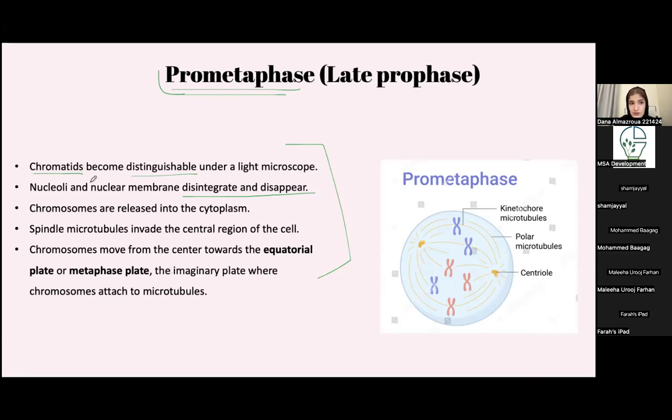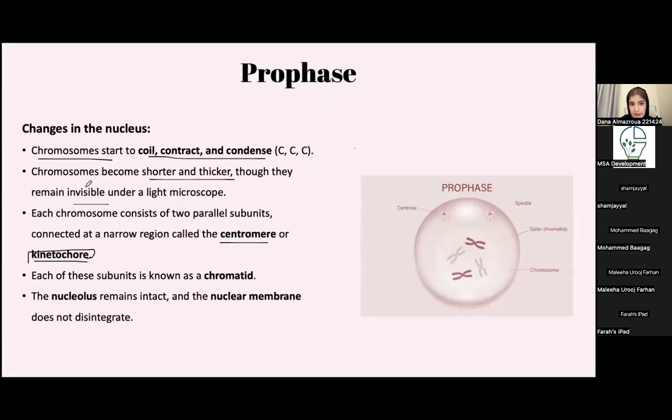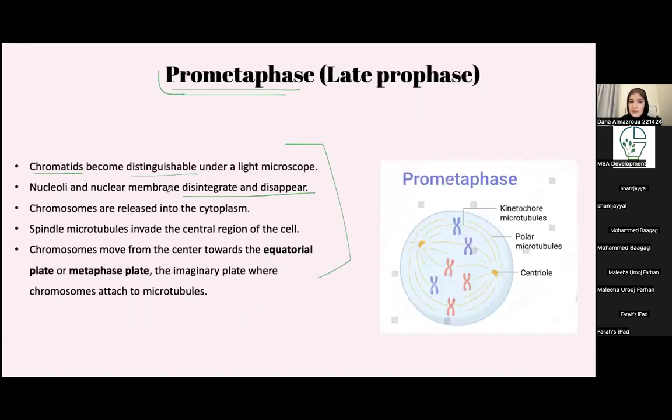Now, initially in prophase, we said the chromatids were invisible, if you remember here. Now at late prophase or prometaphase, we're able to see them, distinguishable under a light microscope. The nucleoli and nuclear membrane disintegrate and disappear. And this is important because when you want to divide a cell, having a nuclear membrane would limit your access to the chromosomes. We need the chromosomes to be in the cytoplasm so we're able to divide them equally into two different cells. Imagine if there's a nuclear membrane and the chromosomes are inside it, dividing the cell would be so hard.